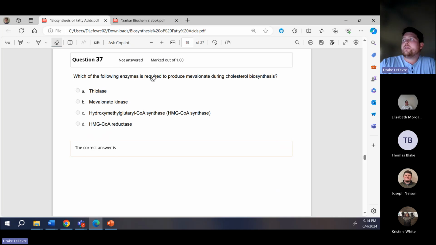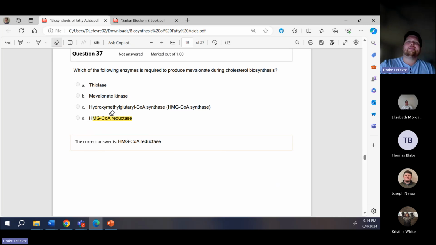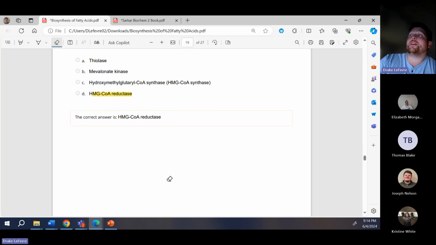Which of the following enzymes is required to produce mevalonate during cholesterol biosynthesis? Again, we're in the cholesterol, which is technically the next chapter. But anytime that we see cholesterol, what's our immediate go-to guess? HMG-CoA. And our HMG-CoA reductase is going to be one of our rate-limiting steps. So it's super important. If you see that reductase in general, that's our other good one to guess when it comes to cholesterol and enzymes.